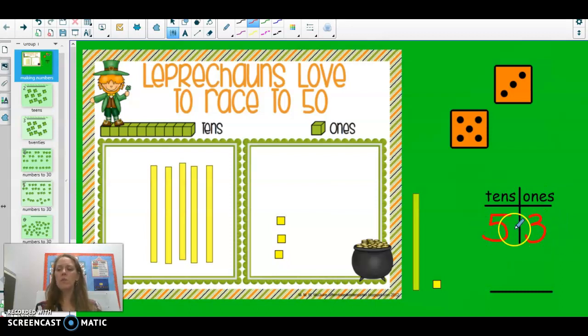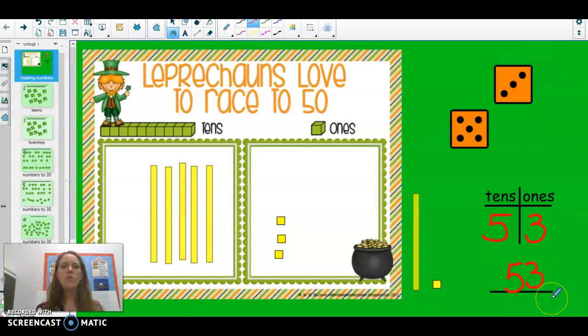I think you can kind of see what number it is, but for you to understand why it is, we're going to count by tens here. 10, 20, 30, 40, 50, 51, 52, 53. So our number is 53. So in the blank here, we'd write the number 53. 53 means we have 5 tens and 3 ones.